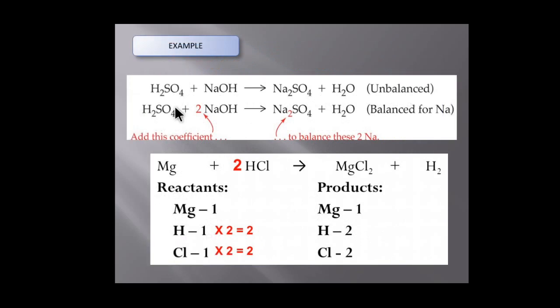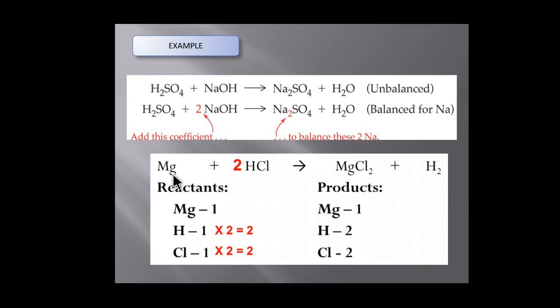For example, sulfuric acid reacts with the alkali base sodium hydroxide to form disodium sulfate, and water is the excess product, and this equation is unbalanced. Now we are going to balance this equation. On the product side, 2 moles of sodium are there, but on the reactant side, 1 mole. So we add the coefficient 2. Now this is balanced.